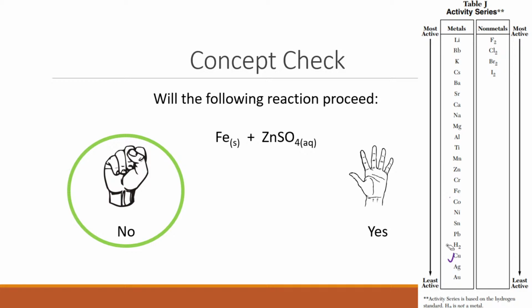The activity series comes back and is super important when we start looking at oxidation and reduction in our electrochem unit. But that is a topic for another day.